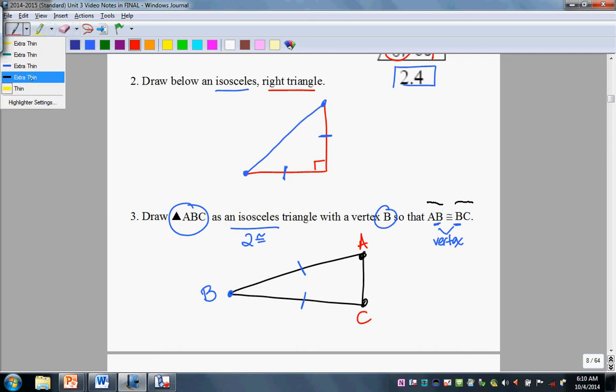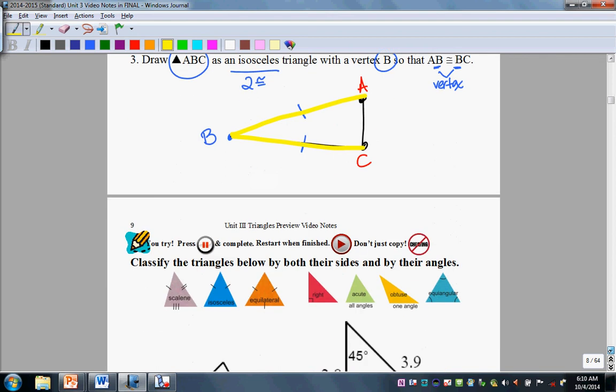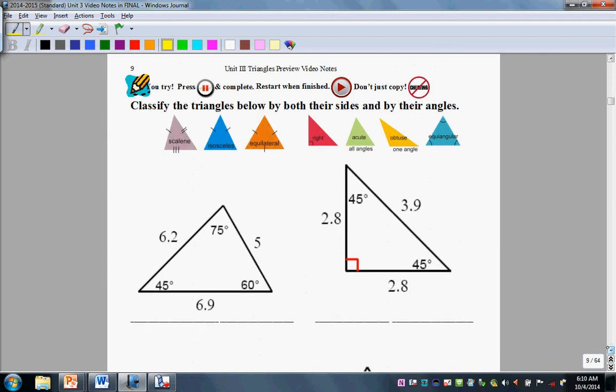Let's see if we matched it up. It says that we should have AB congruent to BC and two sides equal, which we do. So now you're going to pause the video and finish this page, restart the video when you are done.